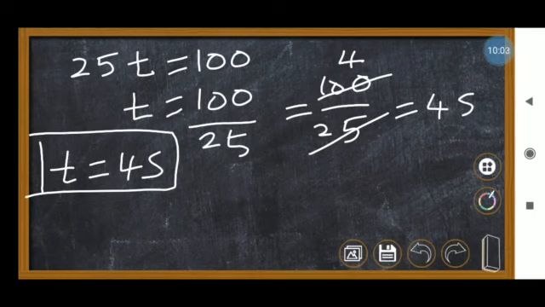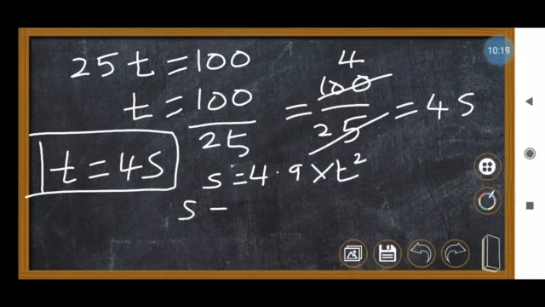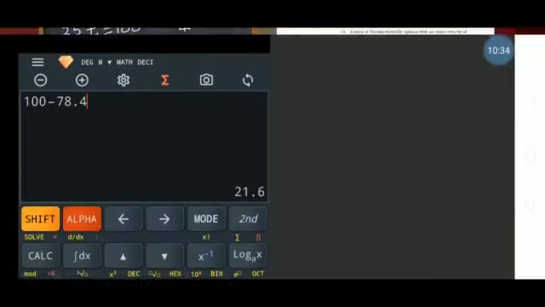Next, what is the question they asked? They asked for the position at the time t equal to 4 seconds. Position means we use the equations we found. The first equation is s equal to 4.9 t square. Just substitute the value: for t equal to 4 seconds, 4 into 4 is 16. So multiply 4.9 into 16. What is the value here?